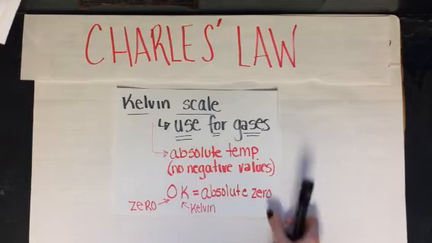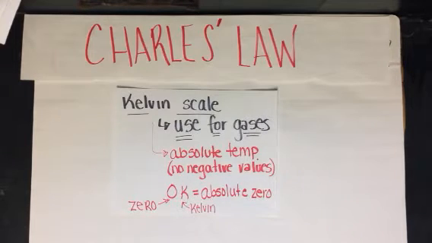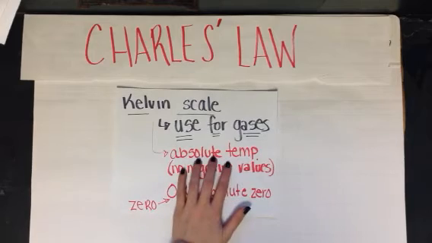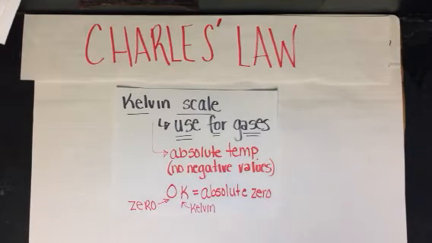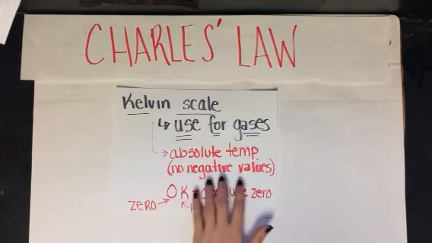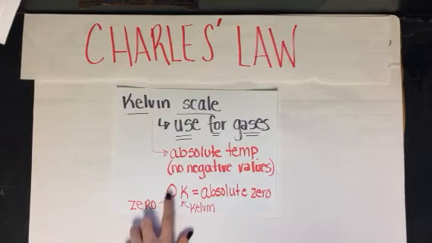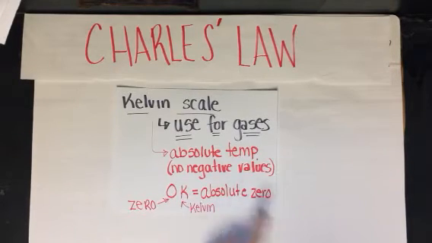Well, the Kelvin scale, again, is used for all gases, and the Kelvin scale is based off of the absolute temperatures, and therefore we have no negative values. In degrees Celsius and Fahrenheit, we're given negative temperatures, like outside right now, it's -2. In the Kelvin scale, there is no negative. 0 is the lowest you go, and 0 K for Kelvin is known as absolute zero, which I'm sure you've heard of.